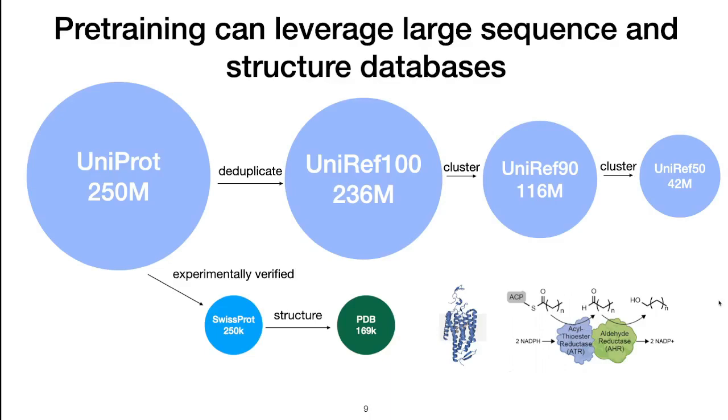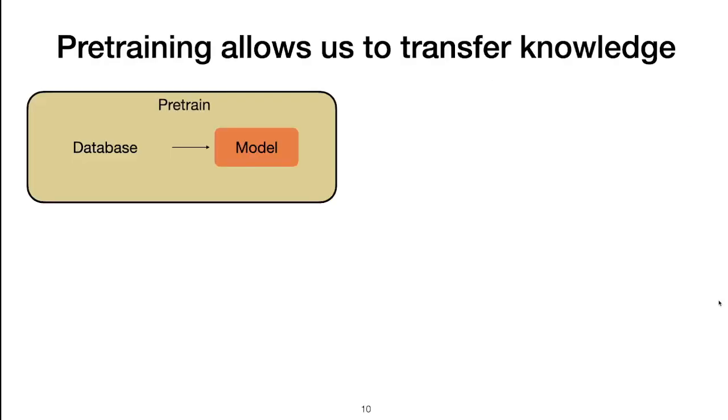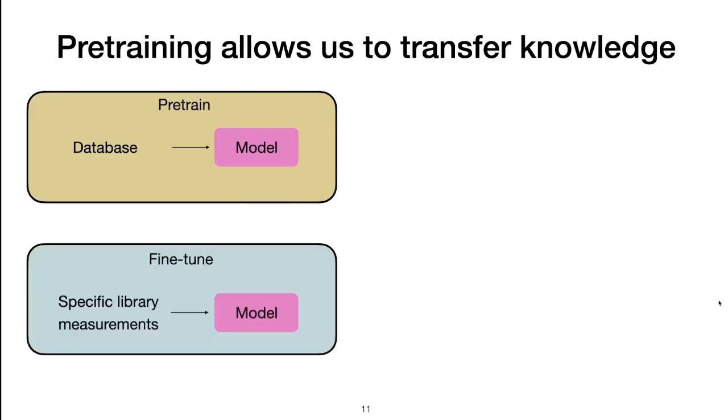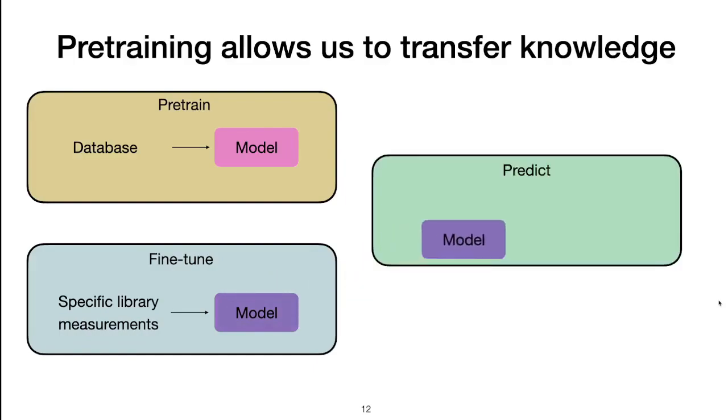So how exactly does pre-training work? The idea is to transfer knowledge from one task to another. So during the pre-training stage, we take information from our database and use that to train a machine learning model. I'm showing that it's training by turning it a different color. Then we take that model and we fine-tune it on those very expensive measurements from the library we care about. And then we can take that model and make predictions of new sequences that it hasn't seen before and use that to decide what sequences to make next.